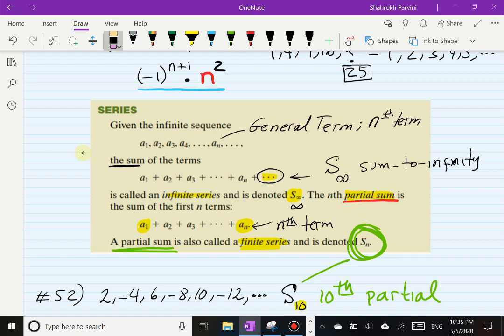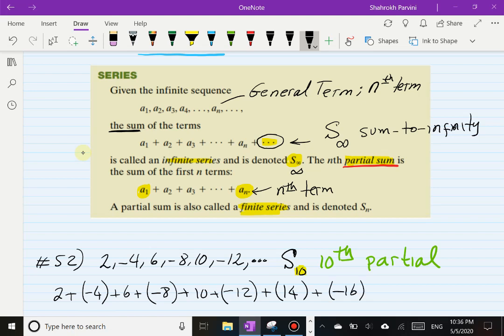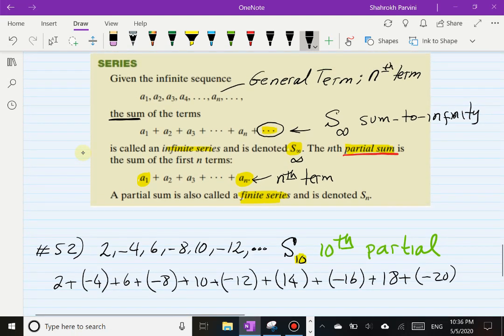10th partial sum means the sum of the first 10 terms. So first I need to write out the first 10 terms and then add them. 2 plus 4, negative 4, plus 6, negative 8, plus 10. What will the next one be? Negative 12. Plus, next one would be what? Continue the pattern. We get 14. That's 1, 2, 3, 4, 5, 6, 7. I need 3 more. Negative 16, 18, negative 20, right? Isn't that what that is?